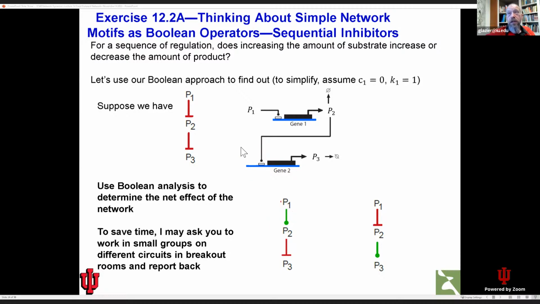I'd like the first breakout room to do P1 inhibits P2 inhibits P3. I'd like the second breakout room to do P1 activates P2 inhibits P3. And the third breakout room to do P1 inhibits P2 activates P3. And I'd like you to do the little logical analysis of these. And I'll give everybody 5 minutes.